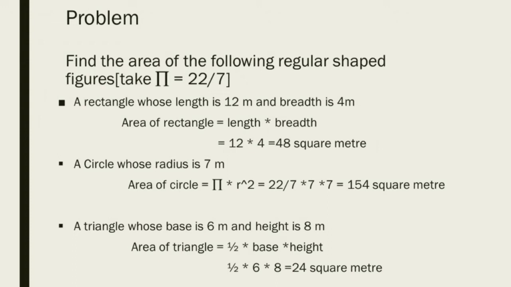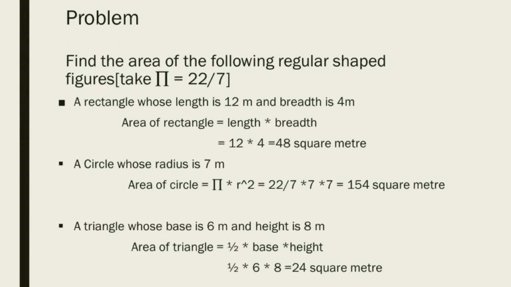Then a circle whose radius is 7 meter. What's the formula to find the area of a circle? Yes, it is pi into r square. What's the pi value? Yes, it is 22 by 7. So 22 by 7 into r square, so 7 into 7. 7 and 7 are going to cancel out. 22 into 7 is equal to 154 square meter.